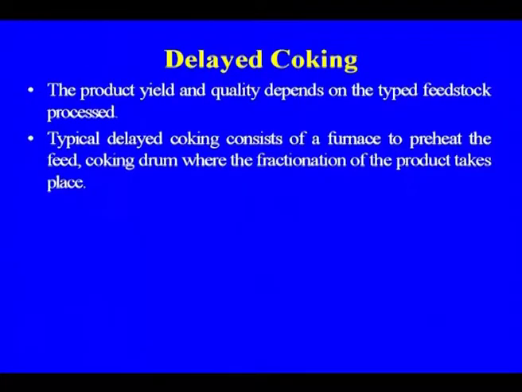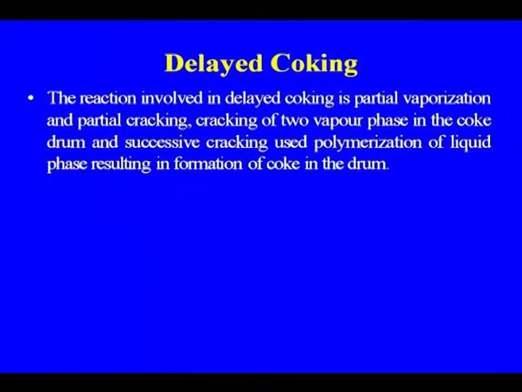So, a typical delayed coking unit consists of a furnace to preheat the feed, and a coking drum where the separation of the products takes place, not the fractionation exactly, and the coke is separated from the reaction product. The reaction involved in delayed coking is partial vaporization and partial cracking, cracking of the vapor phase in the coke drum and successive cracking and polymerization of the liquid phase resulting in the formation of coke, because the formation of coke is always because of the polymerization reaction that is taking place in any furnace or any process.